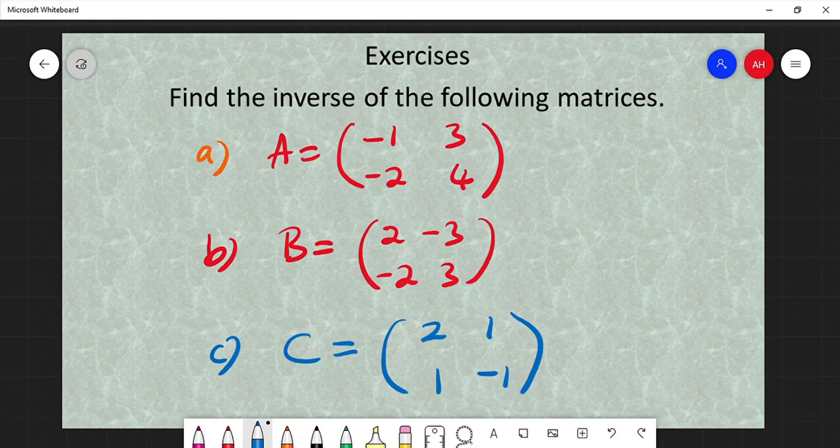Find the inverse if it exists, because we already discussed that some matrices don't have an inverse. That is, they are singular matrices. Whenever they are singular, they have no inverse, because the determinant is equal to 0.